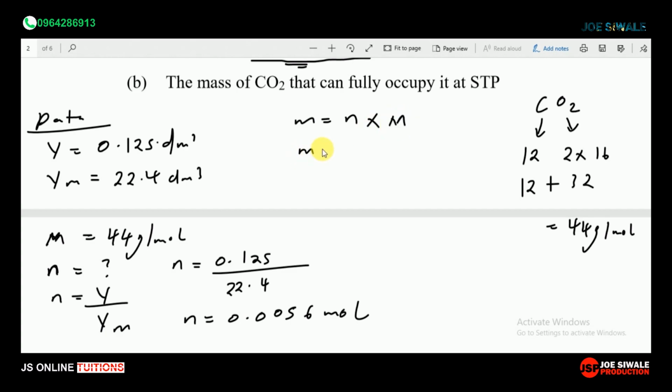So to calculate our mass there, we can say mass is equal to number of mole multiplied by the molar mass. So mass is equal to, I've calculated the number of moles there as 0.0056 multiplied by the molar mass there. Molar mass we had calculated as 44. So when we multiply those two numbers, we're going to have 0.25 grams. So that's going to be our answer.